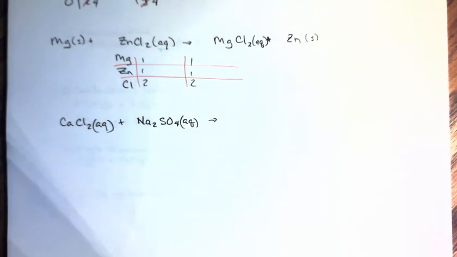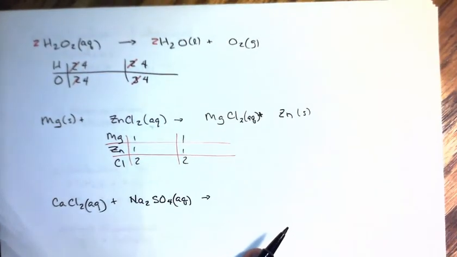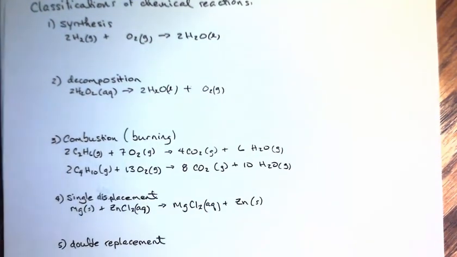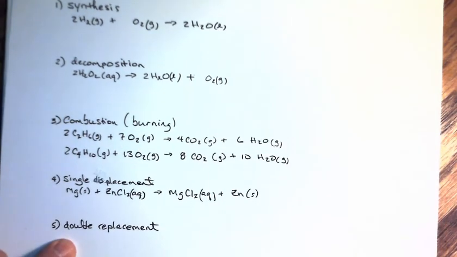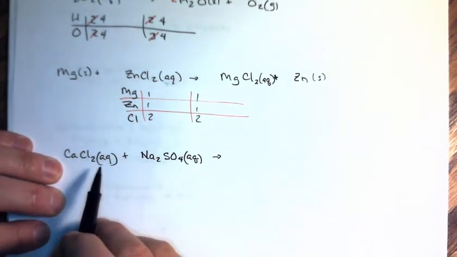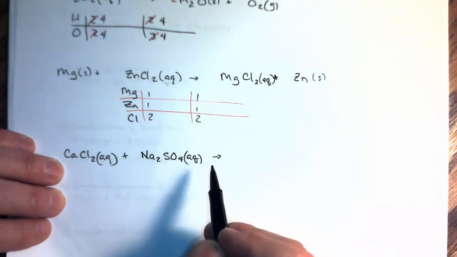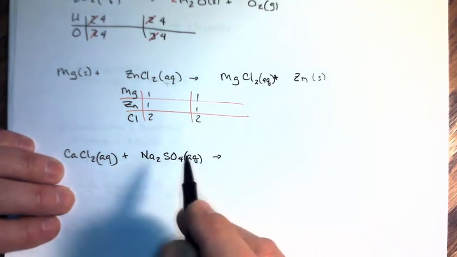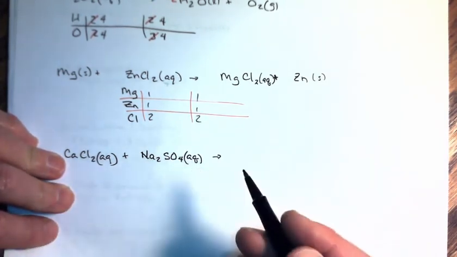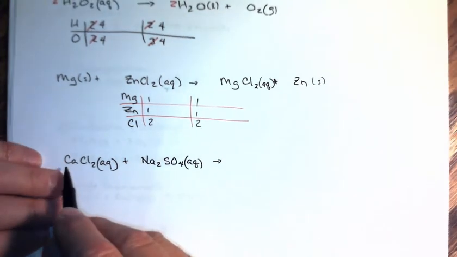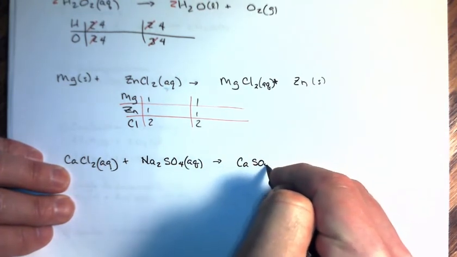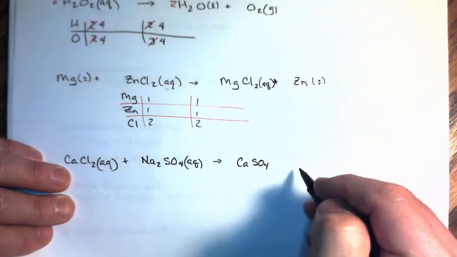So we're going through classifications of reactions. We've gone through a bunch of those already, but per your request, I've been recording all this. So we're in double replacement right now. We've got calcium chloride and sodium sulfate, and both of these are listed as aqueous, which means what? They're dissolved in water, which gives it a pathway for a reaction to occur. In other words, the ions can move around a lot more easily in water. So the calcium is going to join up with the sulfate, and the sodium is going to join up with the chlorine.